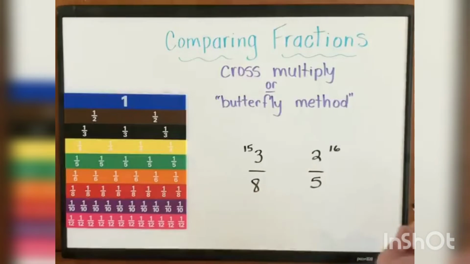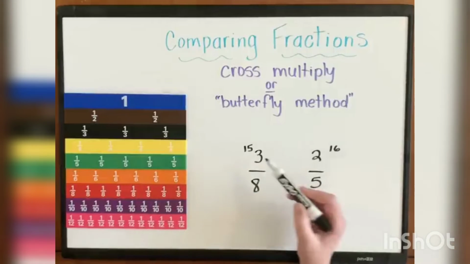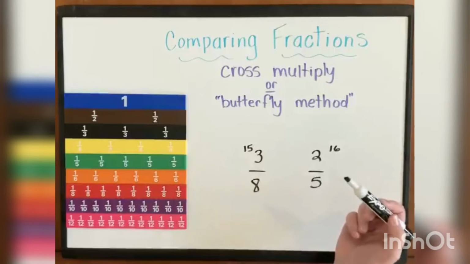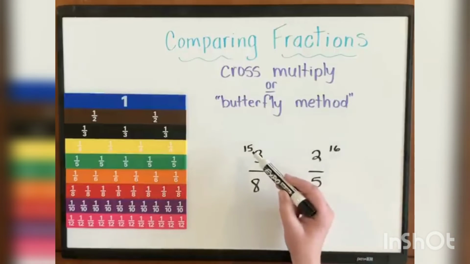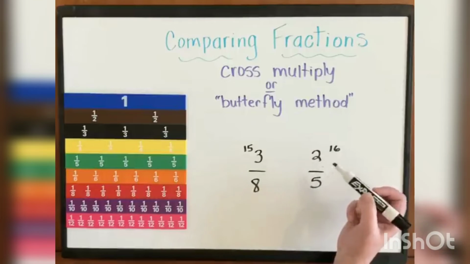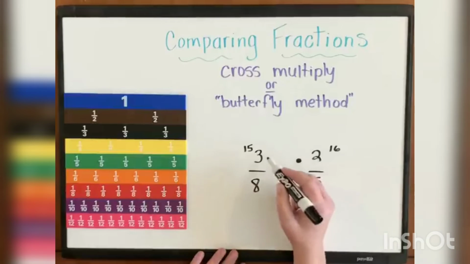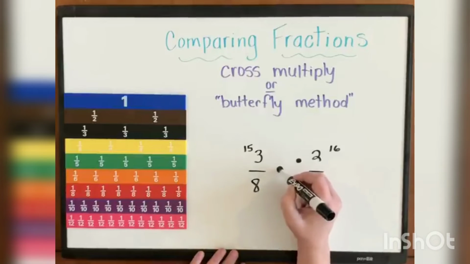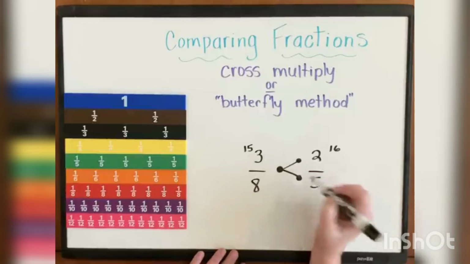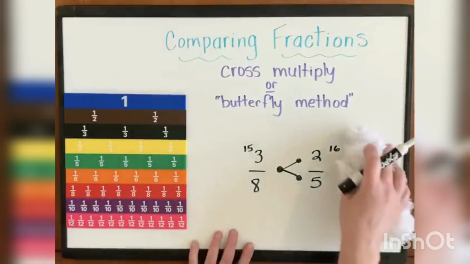Now I've got two numbers. I've got a 15 and a 16. What is greater, 15 or 16? Clearly 16 is more than 15. So when 16 is more, that means 2/5 is greater. That means 2/5 would get 2 dots, 3/8 would get 1 dot, and you're going to connect your dots. Let's do one more example.